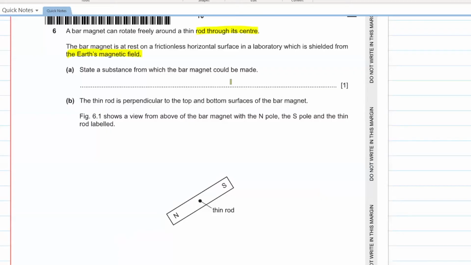How can we make a bar magnet which is shielded from the Earth's magnetic field? Bar magnets are always made of steel.